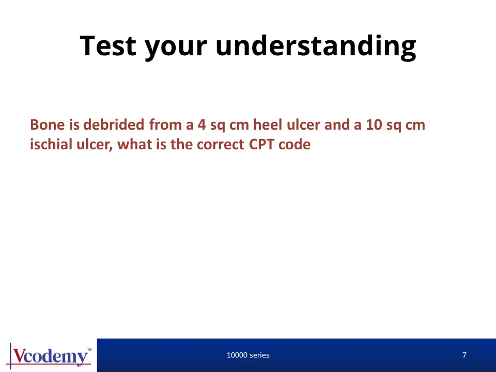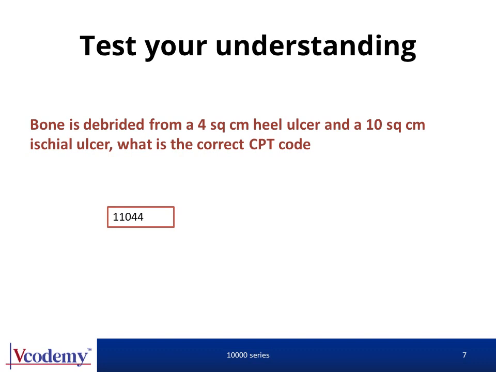Bone is debrided from a 4 square centimeter heel ulcer and a 10 square centimeter ischial ulcer. What is the correct CPT code? So the depth is the same, bone. If it is a heel ulcer, the depth is bone. If it is an ischial ulcer also, the depth is up to the bone. So you can sum up the sizes. 10 plus 4 is 14. So the correct CPT code you should have picked is 11044.